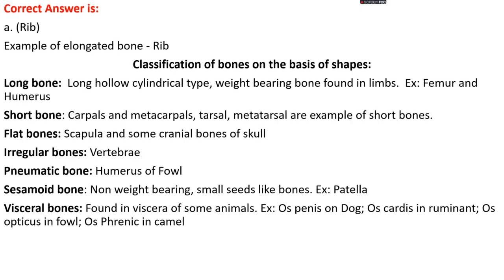and not weight bearing, a small seed-like bone, that is a sesamoid bone. The patella is an example of a sesamoid bone. And visceral bones are those bones which are found in the viscera of some animals. For example, os penis in case of dog, os cordis, which is found in the heart in case of a ruminant, os opticus, which is mainly found in the eye of fowl, and os phrenicum, which is found in the diaphragm of camel. These are examples of visceral bone.